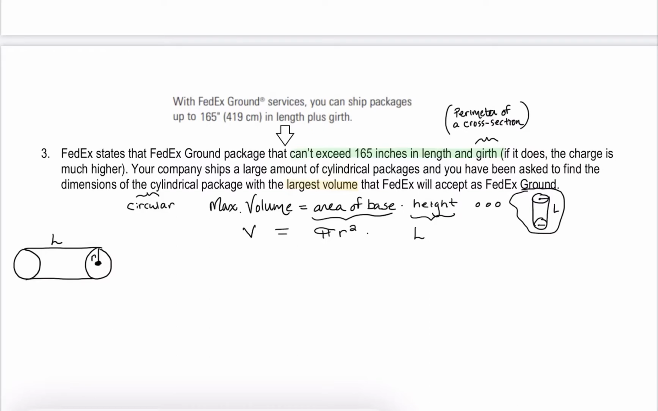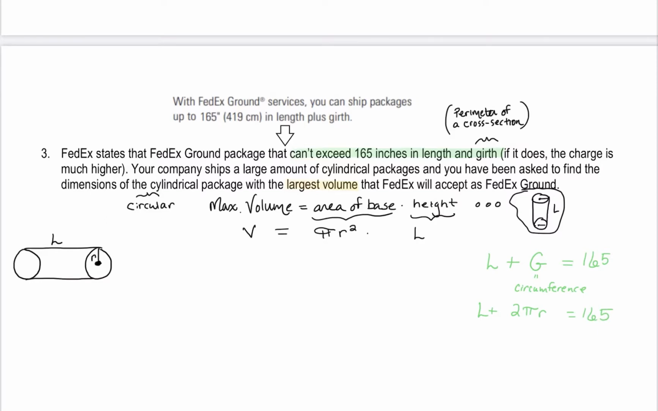So what we know is that the length plus the girth, which is the perimeter of a cross section. Well, a cross section here is going to be a circle, and the perimeter of the circle is really the circumference of a circle. So let's write this out first. Let's just say length plus girth has to equal the 165. So the girth in this case is the circumference of the circle. And so we have 2 pi r is our circumference.